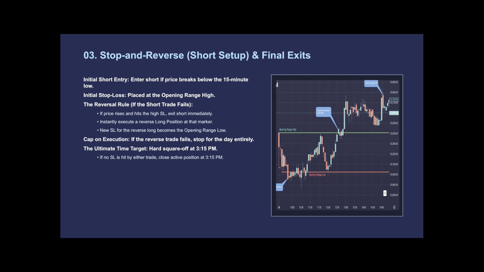Now let's look at the short side. If Bank Nifty first breaks below the opening range low, we enter short. The stop loss is the opening range high. If price then goes up and hits the stop loss, we exit the short and immediately reverse into a long trade. The reverse long trade then has stop loss at the opening range low. Again, if that also fails, we exit and do not take any more trades for the day.